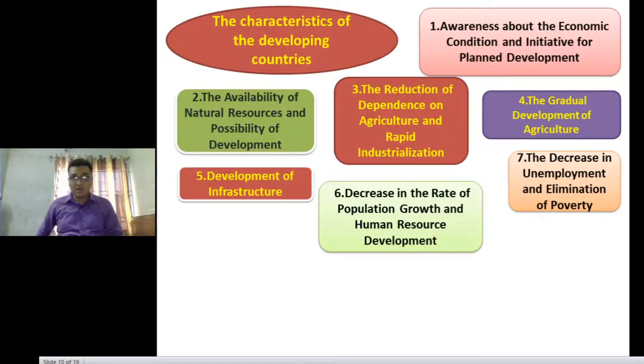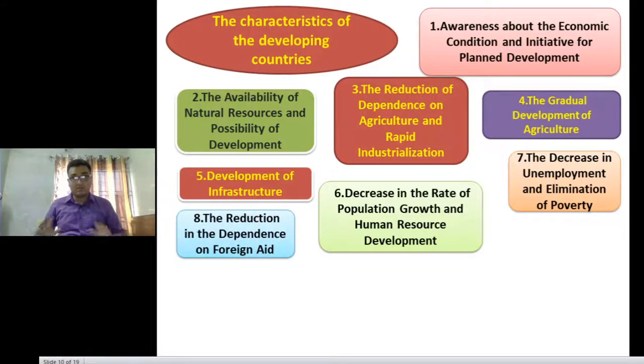Dear students, now I am going to discuss the next characteristic, that is the reduction in the dependence on foreign aid. In this type of countries, we can see they are trying to reduce the dependence on foreign aid. So this is one of the characteristics of the developing countries.